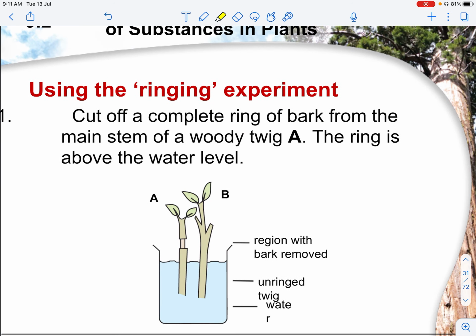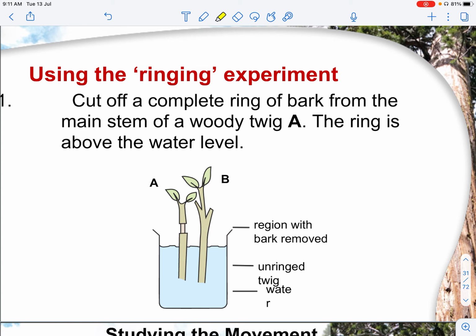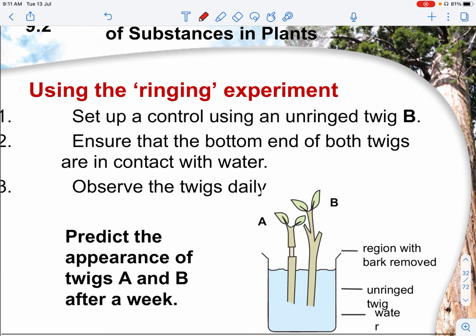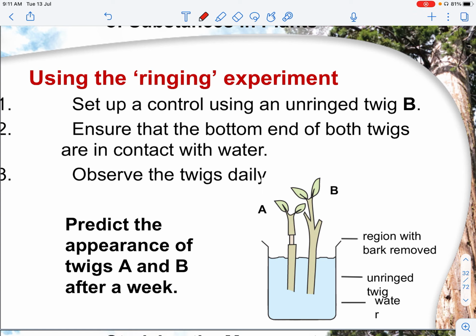Okay. So next, to confirm that this is consistent throughout the whole circumference of the stem, we will use the ringing experiment, which is the second experiment for your translocation study. First off, you cut off a complete ring of the bark from the stem of a twig, and then you have B to act as the control. You set it up and ensure that the bottoms of the twigs are both in contact with water, so as to allow the plants to take up water.